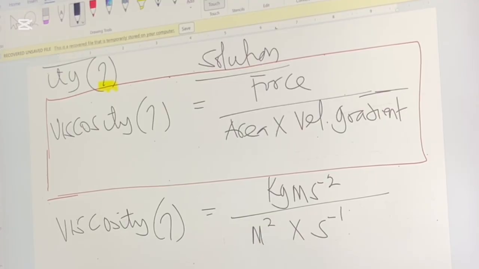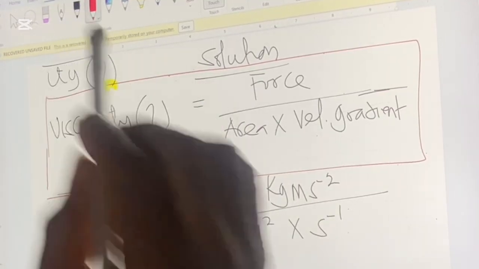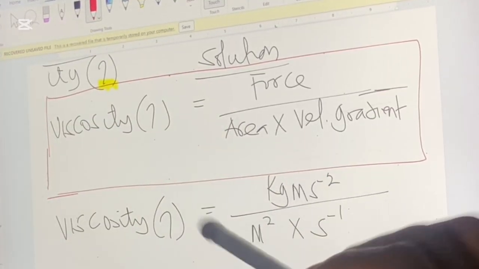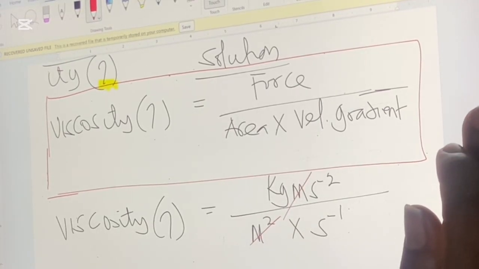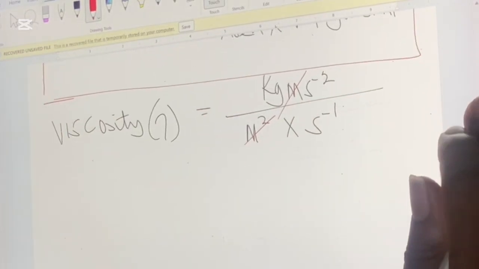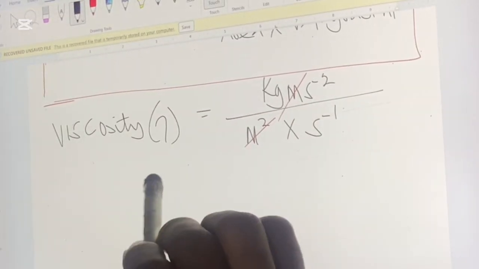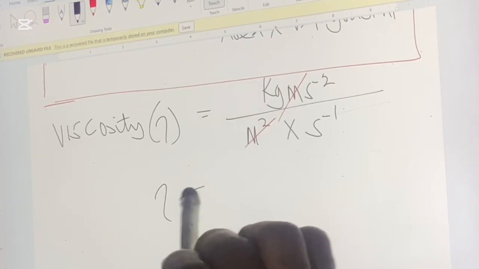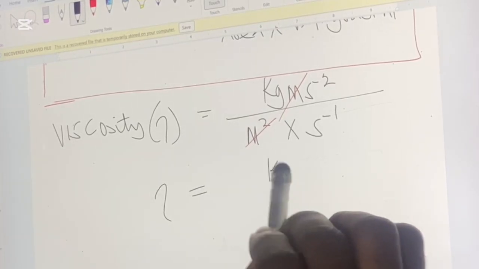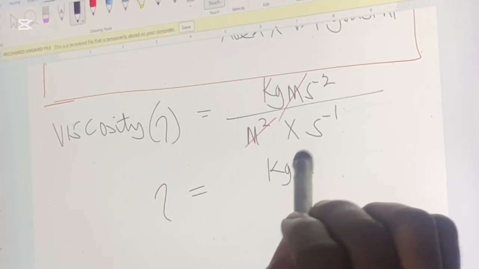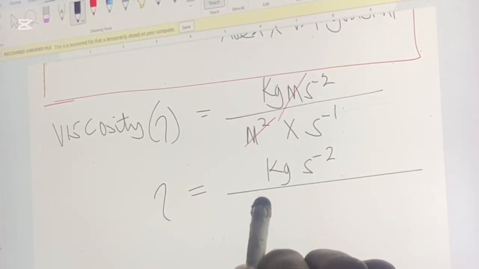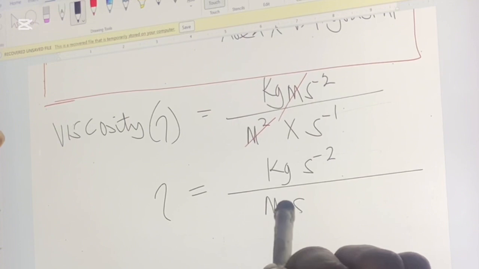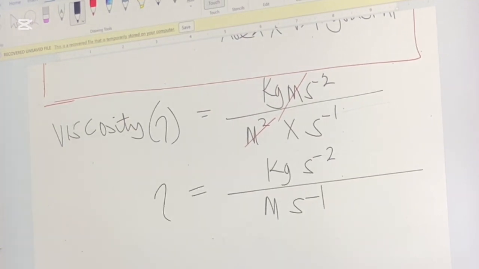So let's simplify this. Of course, there's meter at the numerator here and there's meter at the denominator. This will cancel this. When you do that, eta, that is the viscosity here, will be equal to kg per second squared over meter per seconds.